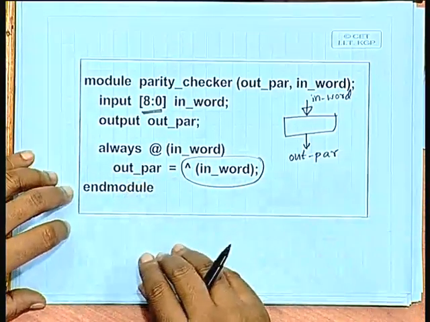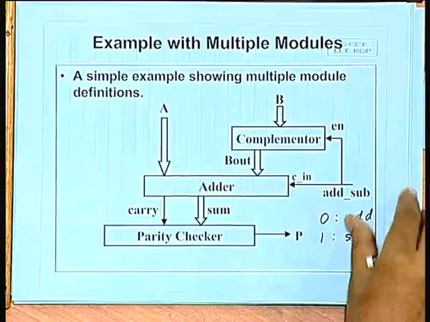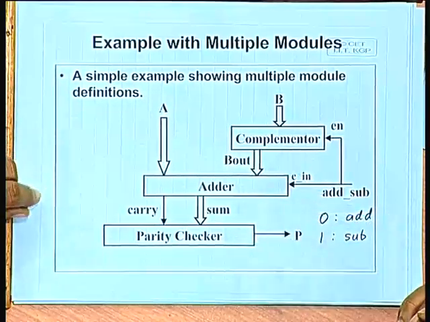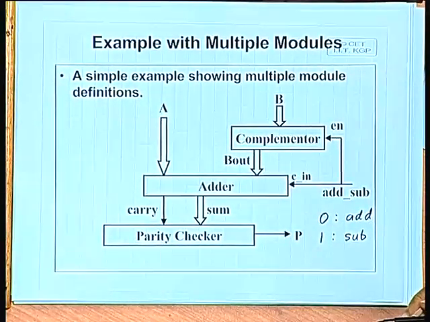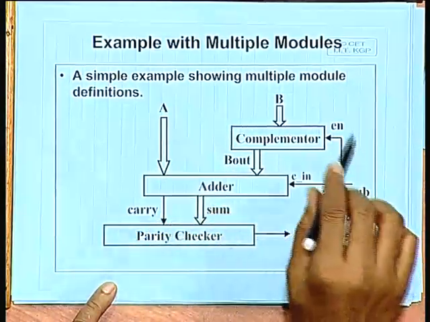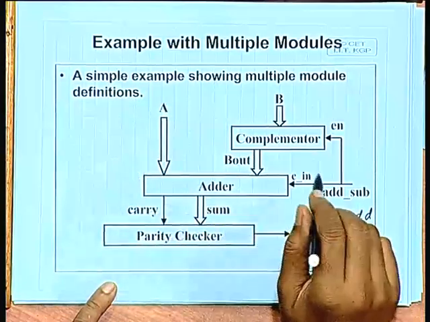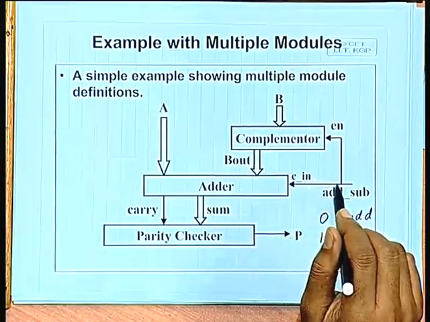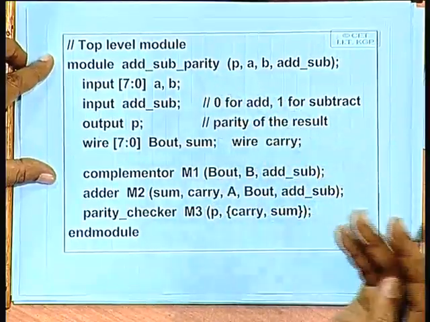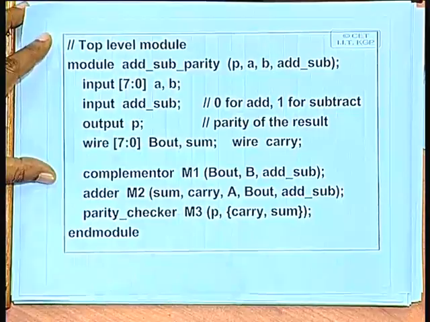Okay. So, now with respect to this design, we have specified all these three blocks: complementer, adder and parity checker. But what we have not specified as of now is how these three blocks are interconnected together. That is what we need to specify. So, in any design where you have some kind of hierarchy, you will be designing the low level modules, but you will also have to design a top level module where the low level modules are picked, placed and interconnected.